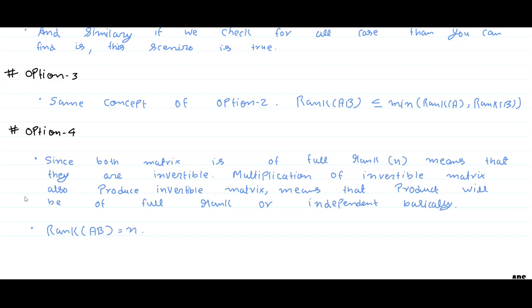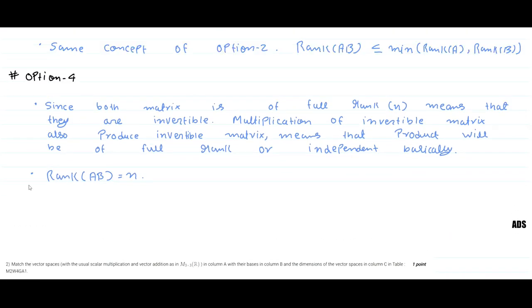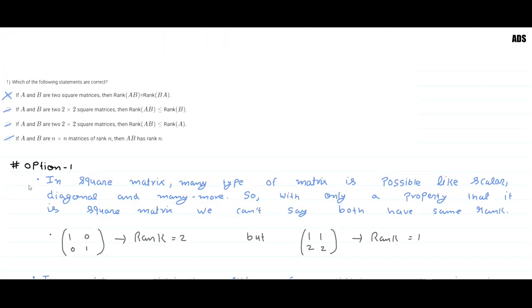Since both matrices are of full rank, it means that they are independent, which means that they are invertible. And there is a fact that the multiplication of two invertible matrices will always produce an invertible matrix, which means that the resulting matrix of the multiplication of matrices A and B will also be invertible, independent, and of full rank. Hence, the rank of AB is also going to be n. Statement 4 is also correct. So the correct statements for this question are statement number 2, statement number 3, and statement number 4.